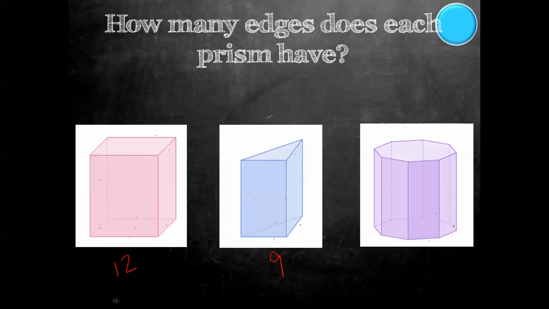Okay, here we have 9 edges, and here we have 24. So do you notice a pattern here? The edges of a prism are just however many sides the base has, 1, 2, 3, 4, and you're just going to multiply it by 3, right? Because you have the lines that go up and then you have the same shape on the top. So it has 4, 4 times 3 is 12. 3 times 3 is 9. 8 times 3 is 24.